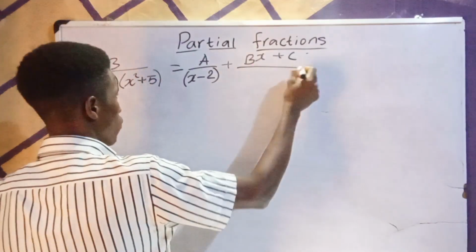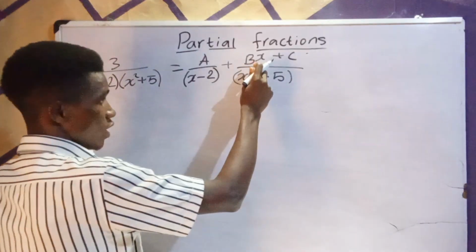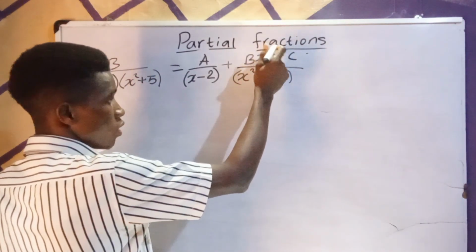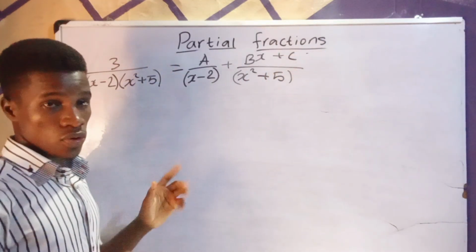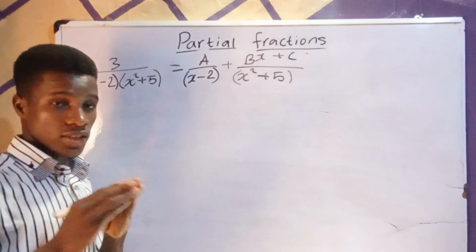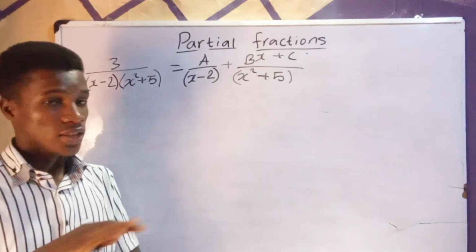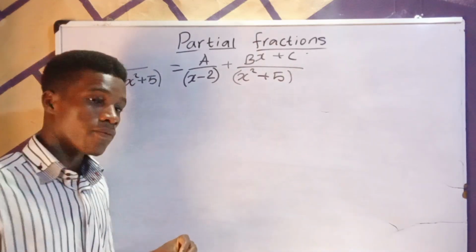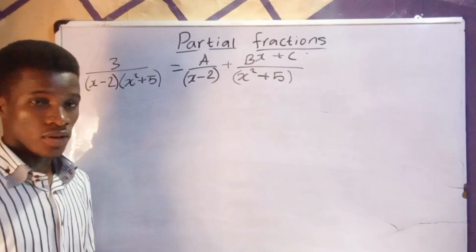Bx plus C over x squared plus 5. I told you, if we have x cubed here, we're going to have something like Bx squared plus Cx plus D. If you have x to the power of 4 as denominator, we're going to have Bx to the power of 3 plus Cx to the power of 2 plus Dx plus E. That's the rule, because we are trying to mimic the possible partial fraction, and the resolution means finding those arbitrary constants A, B, C, and D and substituting back there. That's the partial fraction. Thank you very much.